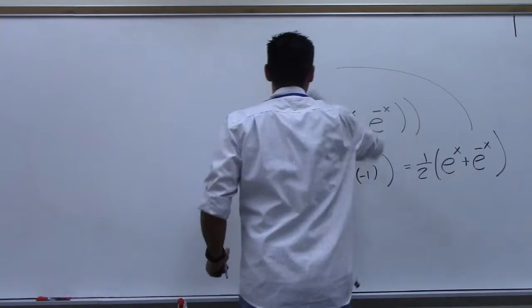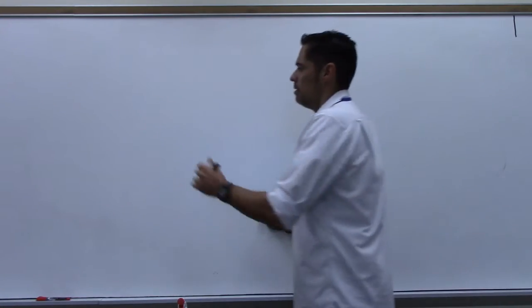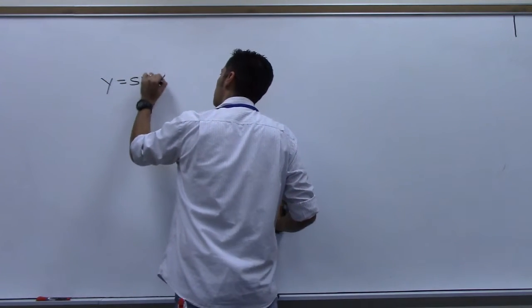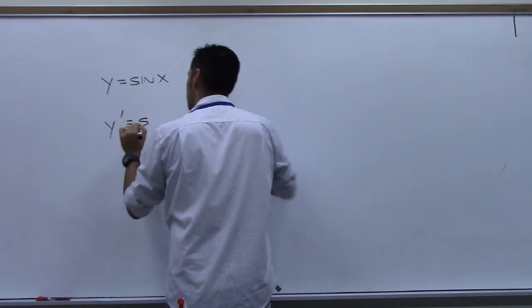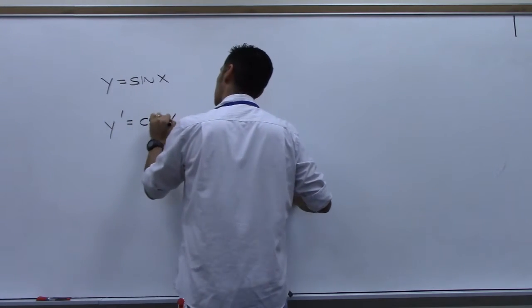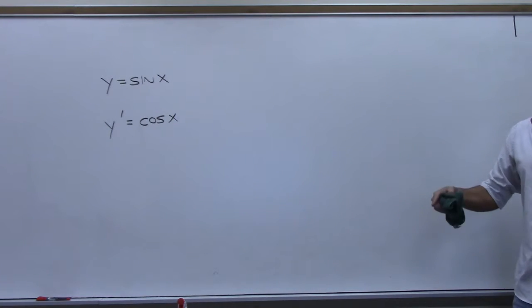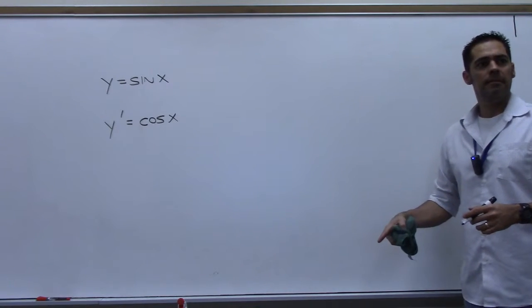Does anyone remember from Cal 1 how we showed that the derivative of sine was cosine? Anyone remember how we did this? You actually had to use the limit definition. You had to use the limit definition of the derivative to do it. Like x plus h or something.